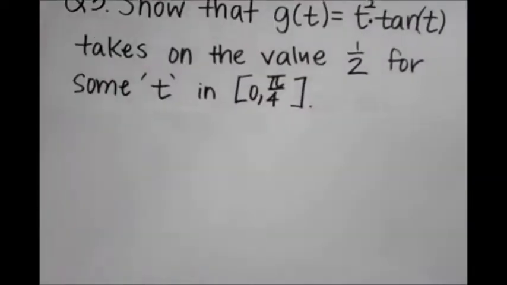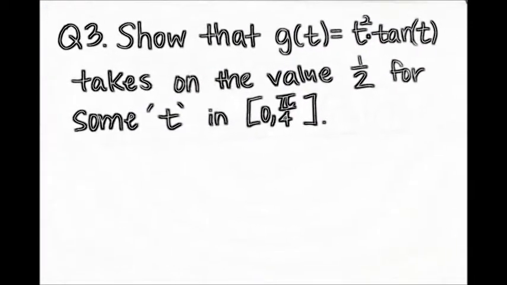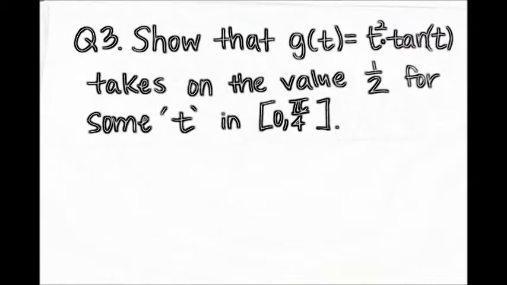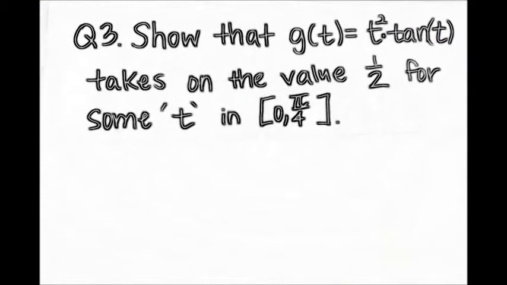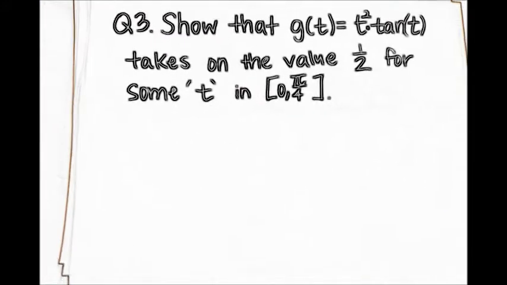I get it. So, we're going to solve a problem here. Show that g of t, which is equal to t squared times tangent of t, takes on the value of 1 over 2 for some t in the closed interval from 0 to pi over 4. How should we solve this?